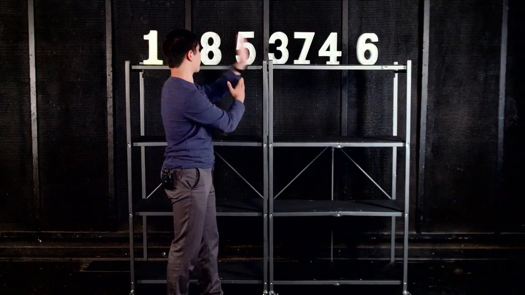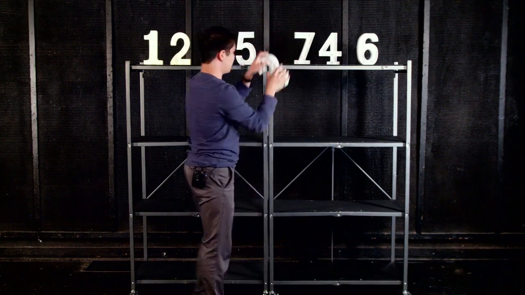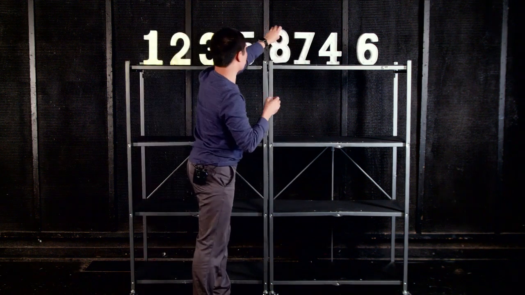So we got the 8. 5 is smaller than that. 3 is smaller than that. And then the rest of the numbers, 7, 4, 6, those are all bigger. So the 3, that's going to go into sorted position here. And I'll take the 8 and swap it.